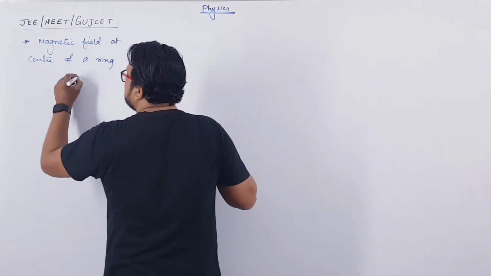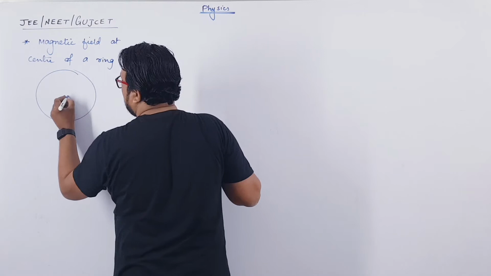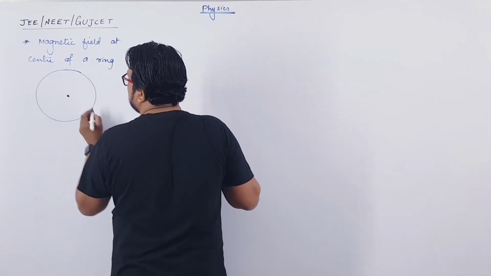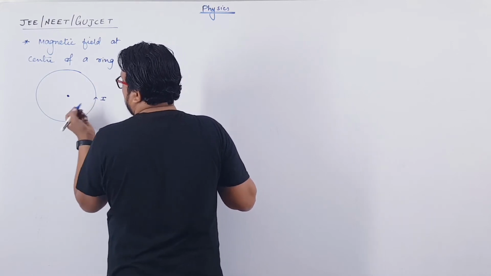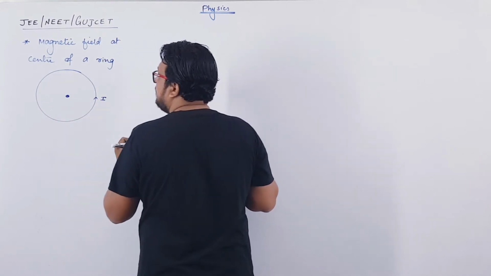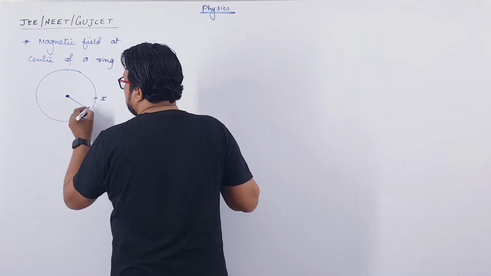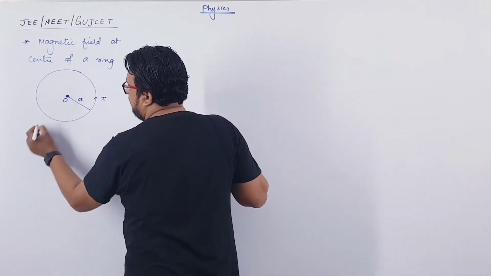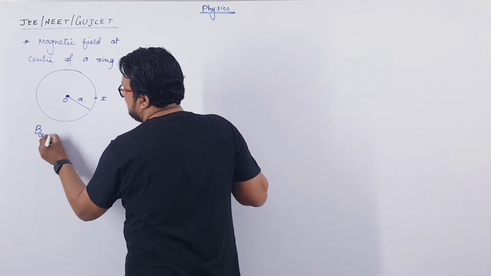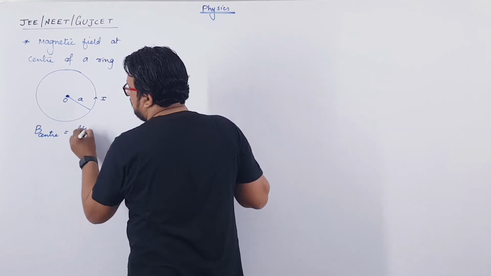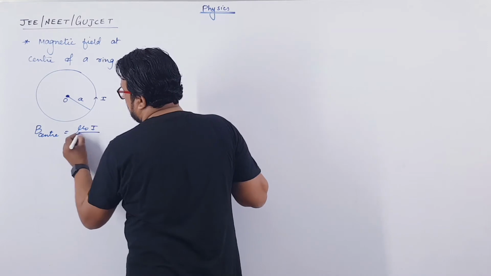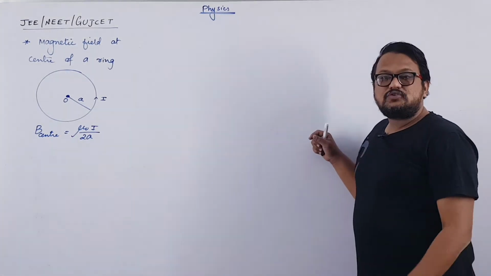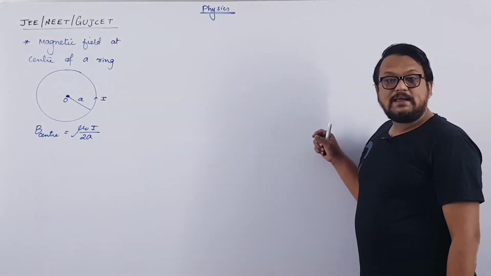So you know that if this is the ring which is carrying current I, suppose this is that ring which is carrying current I in any particular direction, let us say, right? Its radius is, let us say, A. Then the magnetic field at point O or magnetic field at center is mu naught I over 2A. Only one ring is there, so n will be 1, otherwise the formula is mu naught N I upon 2A.